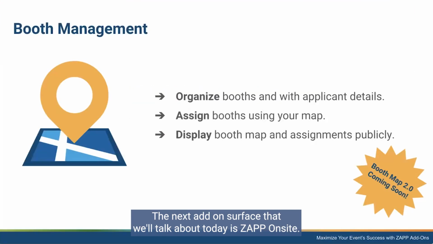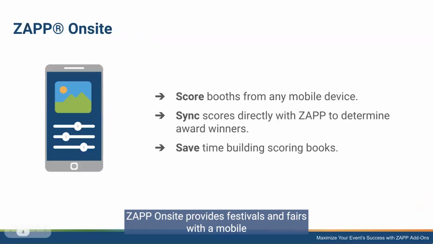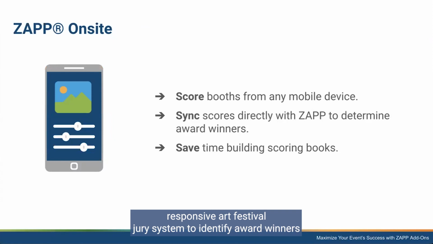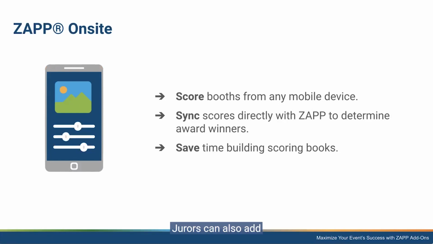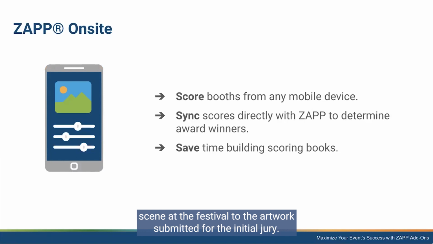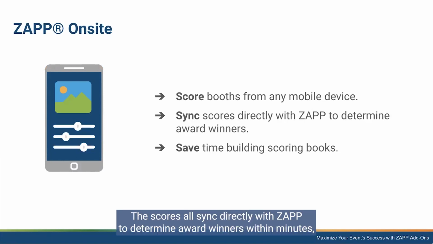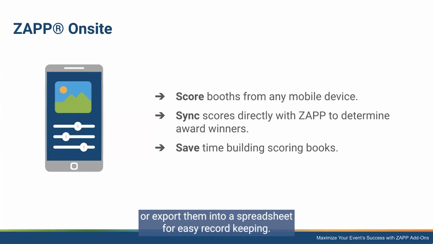The next add-on service that we'll talk about today is ZAPP Onsite. ZAPP Onsite provides festivals and fairs with a mobile responsive at-festival jury system to identify award winners. So you can score booths from any mobile device. Jurors can also add scores, comments, view your sitemap, and compare artwork seen at the festival to the artwork submitted for the initial jury. The scores all sync directly with ZAPP to determine award winners within minutes, and administrators can view scores from the administrator portal on ZAPP or export them into a spreadsheet for easy record keeping.